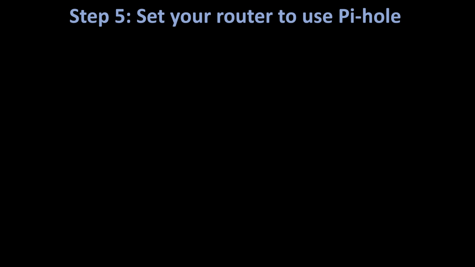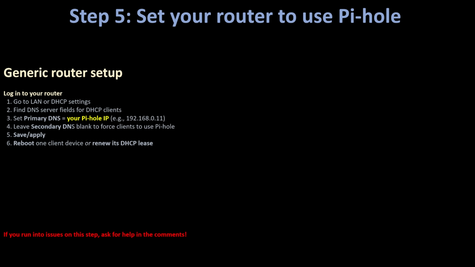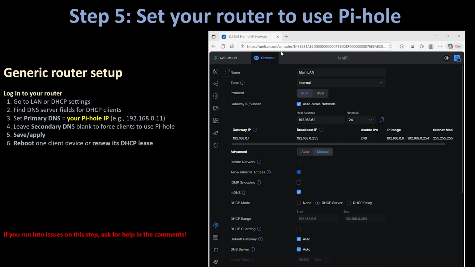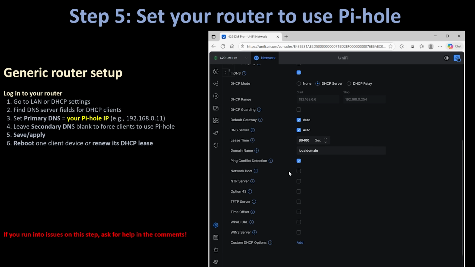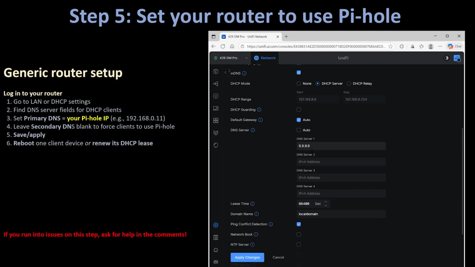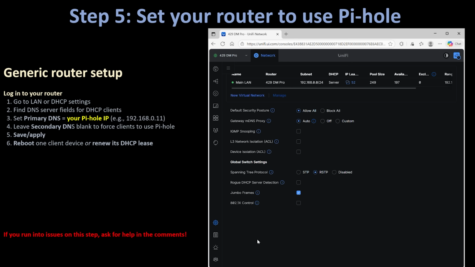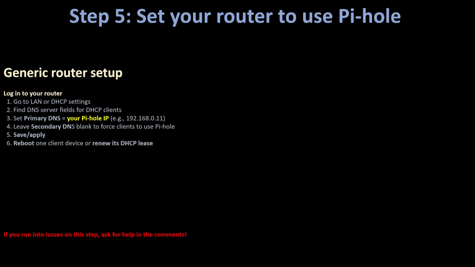Step 5. Set your router to use Pi-hole. On your router, these are the generic steps. 1. You go to the LAN or DHCP settings. 2. You find the DNS server fields for DHCP clients. 3. You set primary DNS to be your Pi-hole's IP address. 4. You leave the secondary DNS blank to force clients to use the Pi-hole. 5. Save and apply your settings. And then 6. Reboot one client device or renew its DHCP lease.